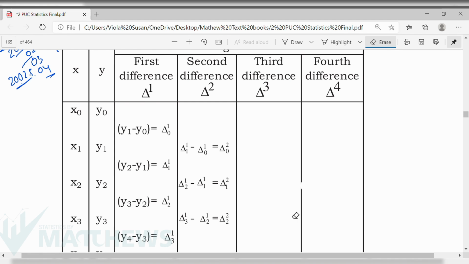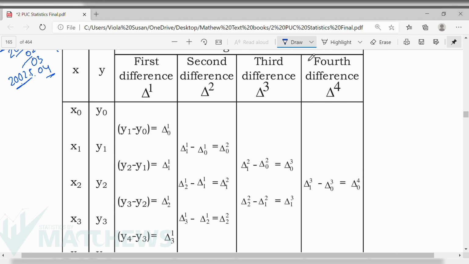Likewise, the third one also is the same, students. The third one you can find out here. Delta 1 raised to 2 minus delta naught raised to 2 is equal to delta naught raised to 3. Delta 2 raised to 2 minus delta 1 raised to 2 is equal to delta 1 raised to 3. Then the last one is this, students. Delta 1 raised to 3 minus delta naught raised to 3 is delta naught raised to 4.